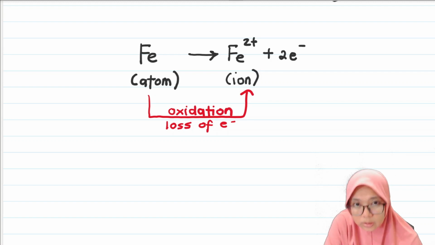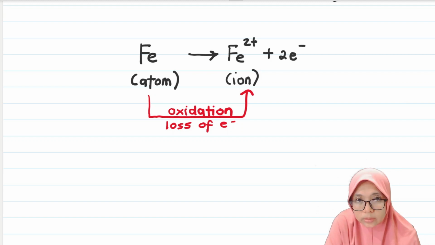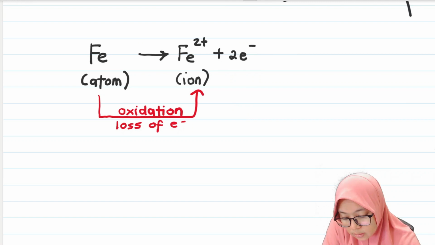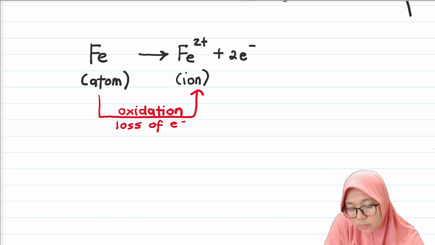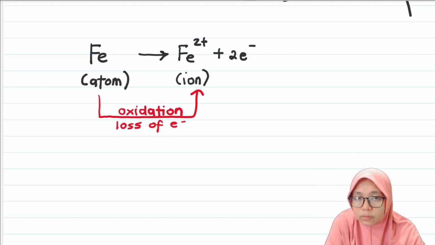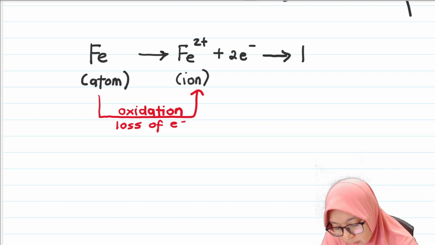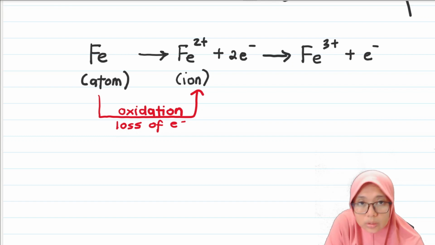Okay, so the atom becomes an ion by releasing 2 electrons. After that, when we set up this apparatus, when you have the 2 electrolytes and the connecting wires together, the iron 2 plus will eventually release another 1 electron to form iron 3 plus. So it will release another electron to form iron 3 plus.